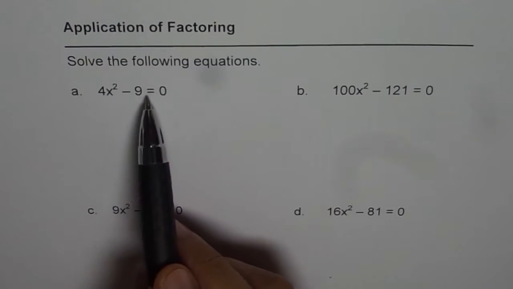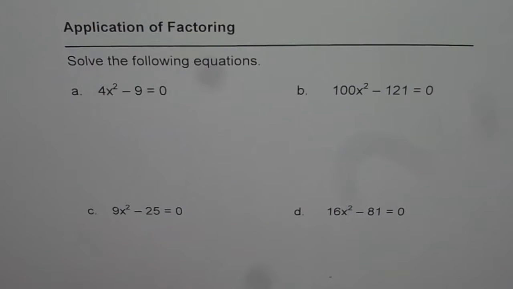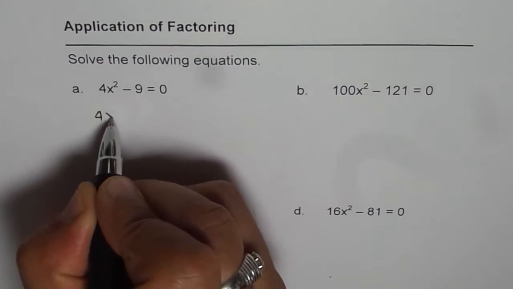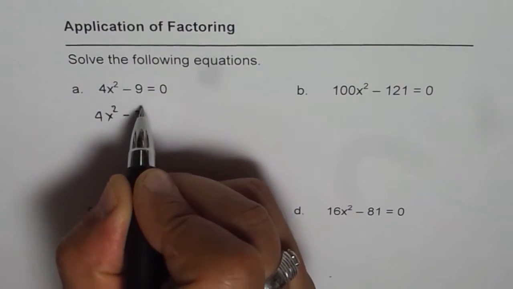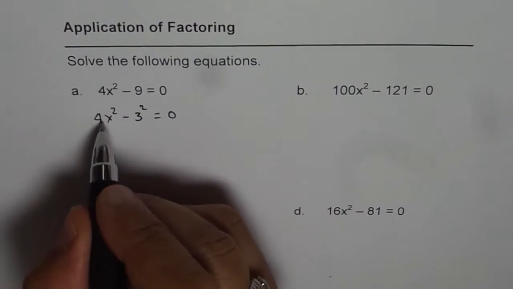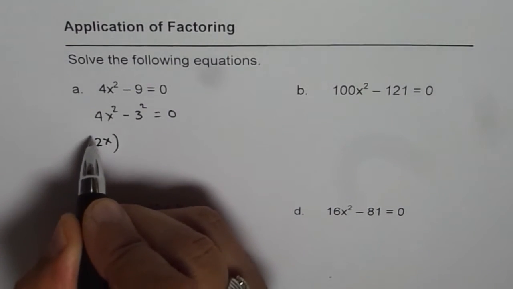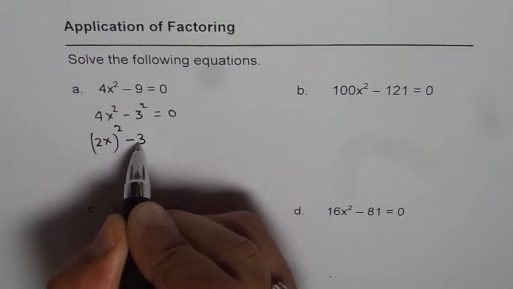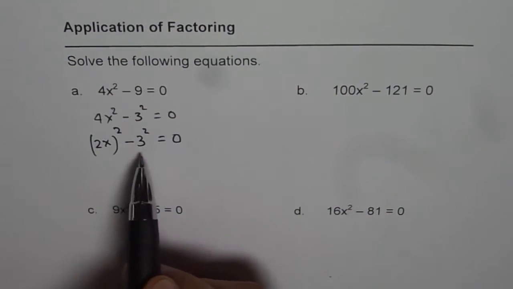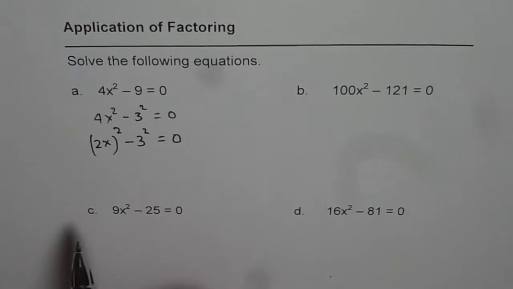4x squared minus 9 equals 0. Well, we can write 9 as 3 squared, right? So we have 4x squared minus 3 squared equals 0. Now 4 is 2 squared, so I can even write this as (2x) whole squared minus 3 squared equals 0. Now, does this remind you of something? Difference of squares, right?